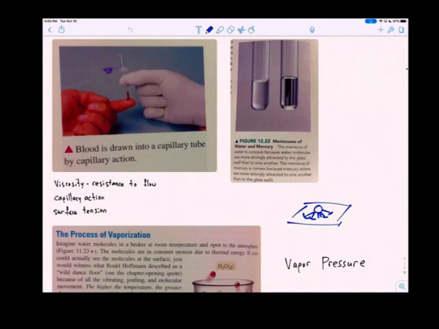Continuing on with this chapter, we talked about intermolecular forces, so forces between molecules, and now let's talk about some of these effects. One of them is capillary action. Some of these, I see here, are viscosity, capillary action, and surface tension. Viscosity means the resistance to flow.